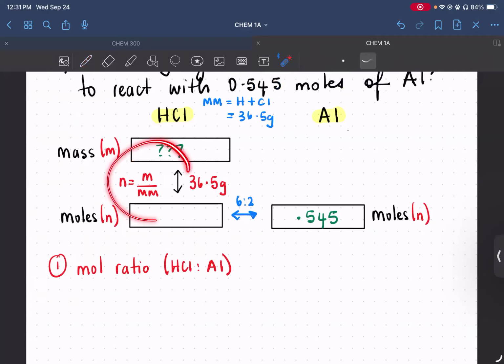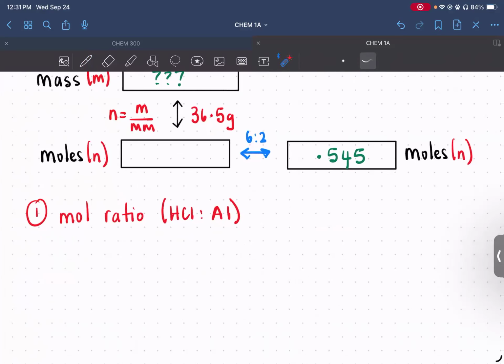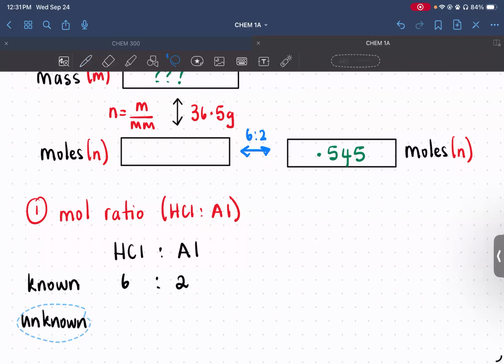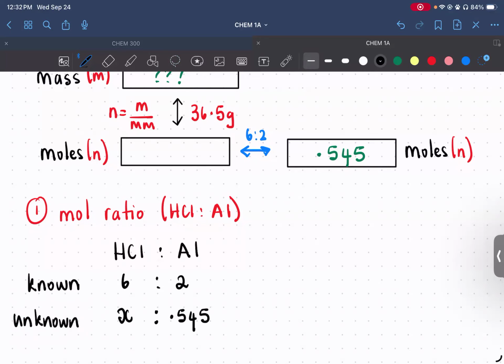Now, unlike mass-mole calculations, there is no explicit formula to do mole ratio. You do have to put in a little bit of effort to figure it out. And here's how the setup looks. We are going to compare hydrogen chloride to aluminum. And we know that the mole ratio is 6:2. What we don't know, the unknown, is how many moles of HCl there are for 0.545 moles of aluminum.